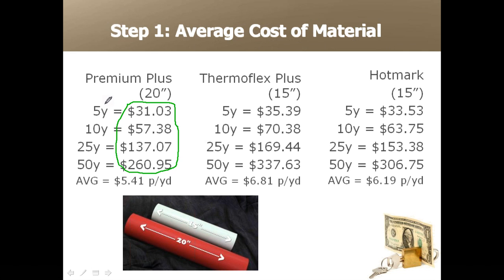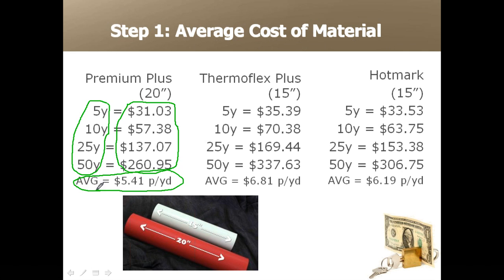Then we took that number, we wrote it down on the side, and we added up all the yardage lengths. So you can see, 50 plus 25 plus 10 plus 5 equals 90 yards. We took the total dollar figure of those rolls and divided by the total yards. And what we're trying to come up with is an average price per yard. This is what we're going to plug into the cost calculator.